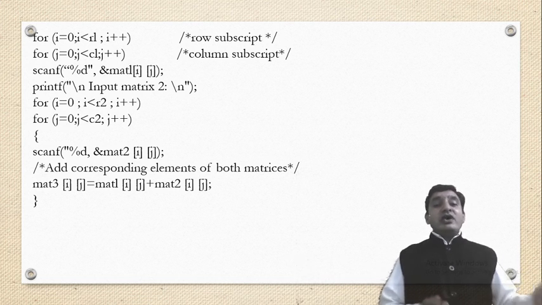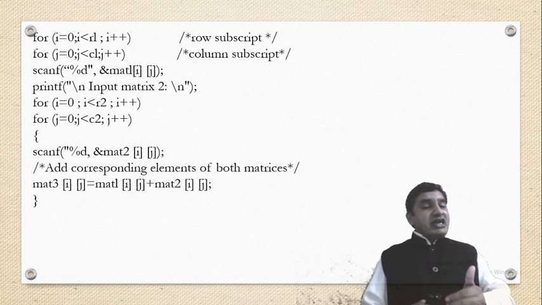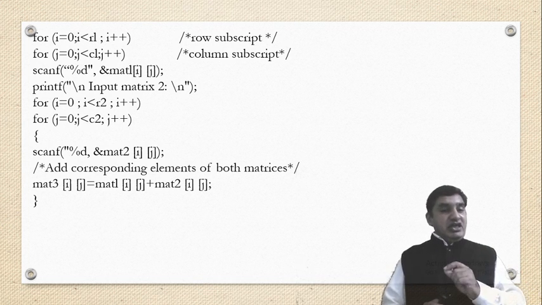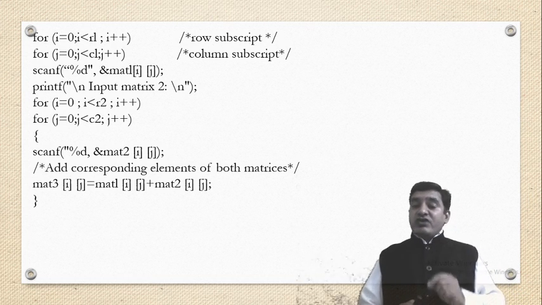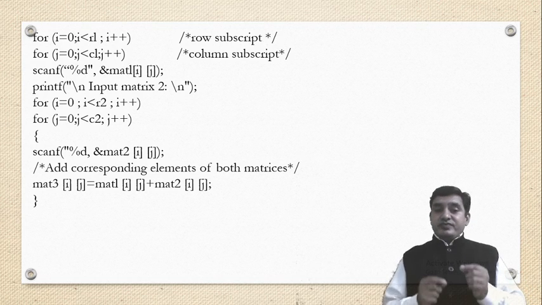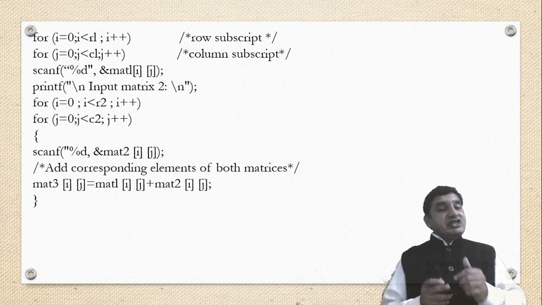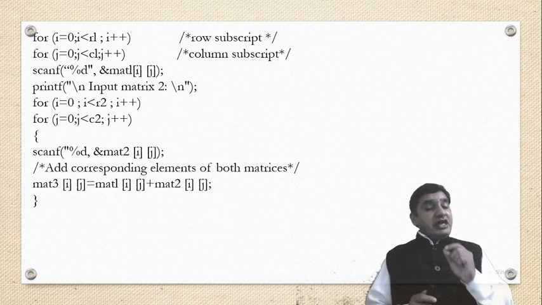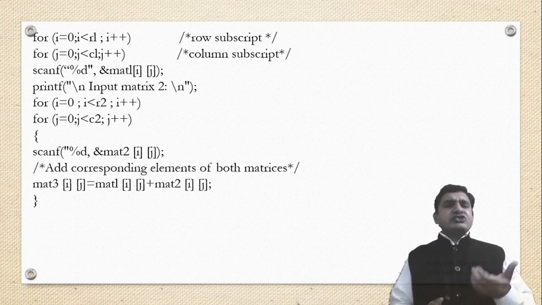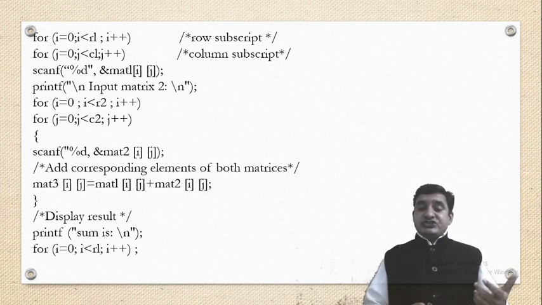Now we have to add these two matrices, matrix 1 and matrix 2, so that we get matrix 3. Matrix3[i][j] is equal to matrix1[i][j], where i is the first subscript and j the second, plus matrix2[i][j]. These two matrices are added with each other so that we get matrix 3.